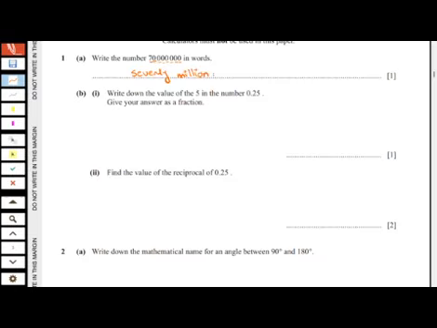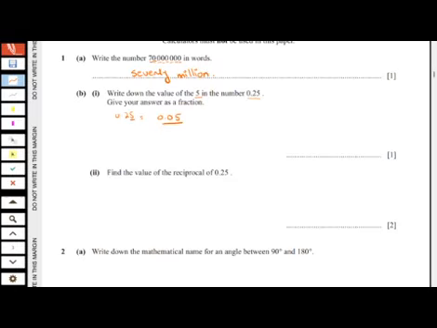Part B, write down the value of 5 in the number 0.25. Give your answer as a fraction. We have to write the value of 5 in the number 0.25. Since 5 is in the hundredths decimal place, we can write it as 0.05. We have to give the answer as a fraction.